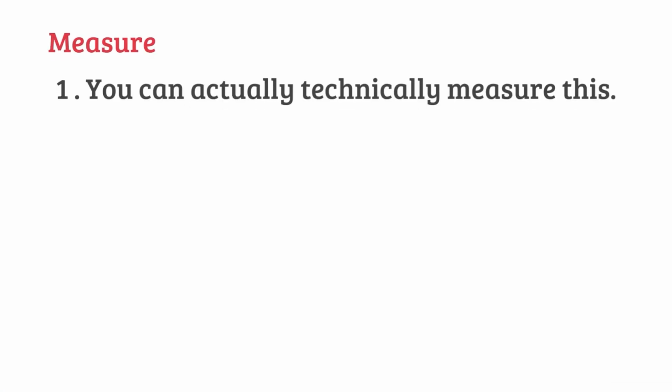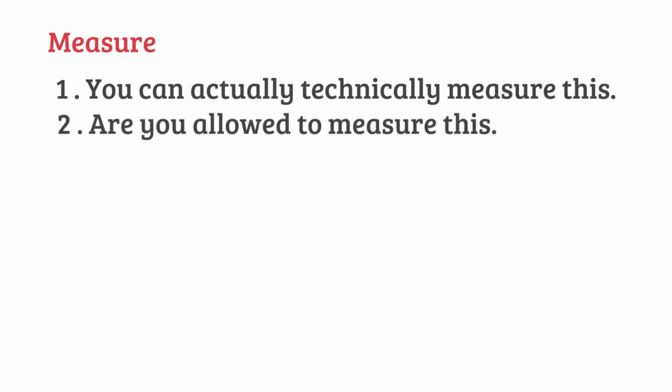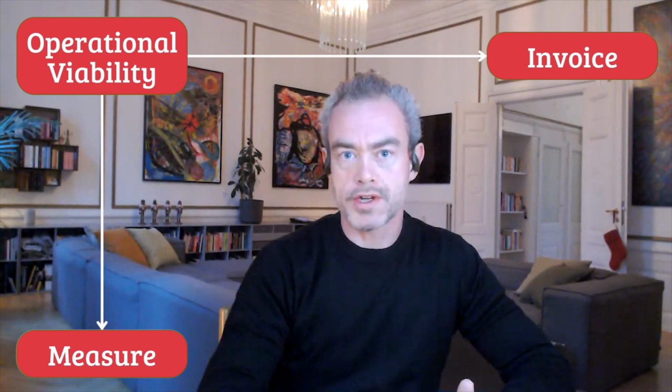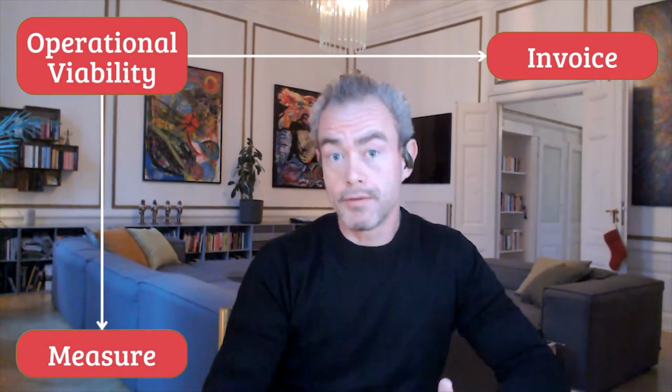Okay, that is one part of can you measure it. The other part of can you measure it is actually, are you allowed to measure it? So are there compliance issues? Are there GDPR issues? Are there other legal issues where you could measure it, you could technically define it in a non-arbitrary way, you're just not allowed to. So maybe you're not allowed to track the usage of people in a certain way and so forth. So, check with your legal department. But that's the first part. Can you actually measure it? The second part of operational viability is, can you invoice it?